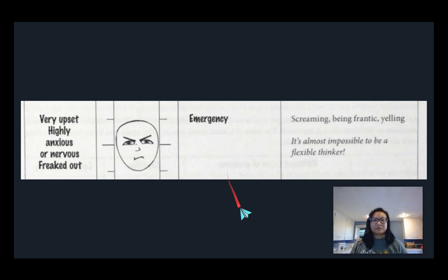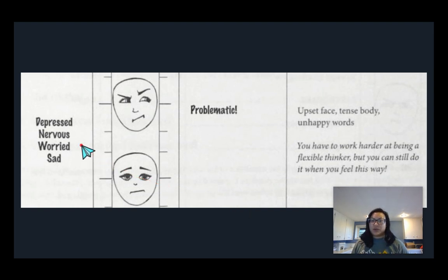And then the next thing, we have some medium sized problems. This is where you're feeling depressed, nervous, worried, or sad. And it's a problem, but it's a medium sized problem. It's not as big as an emergency where we might need to call 911 or make sure that somebody is there to help us. But we're going to have an upset face. People can probably clearly tell that you're upset or sad. Your body might feel a little tense. You might be using some unhappy words or maybe even some unkind words. And this is where our downstairs brain and our upstairs brain are struggling to work together. Maybe you're having a hard time being a flexible thinker and thinking of some choices, but you're able to accept some help. So maybe somebody like an adult or a trusted person can help you work through that, because you can work through that.